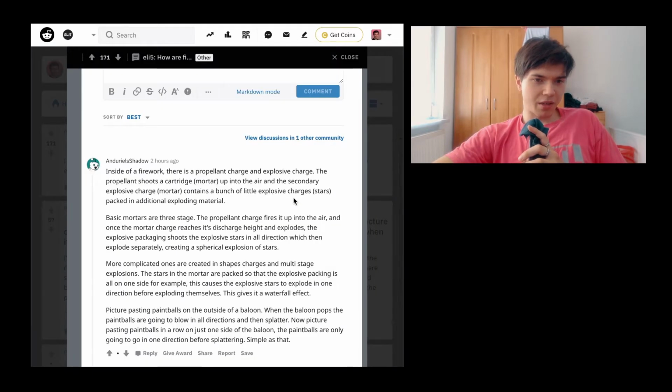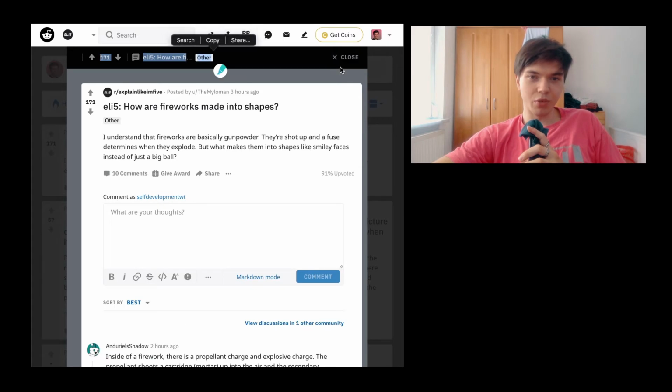I see. Inside of a firework, there's a propellant charge and an explosive charge. The propellant shoots a cartridge mortar up into the air, and the secondary explosive mortar contains a bunch of little explosive charges, stars, packed in additional exploding material. I just don't want to read it actually.